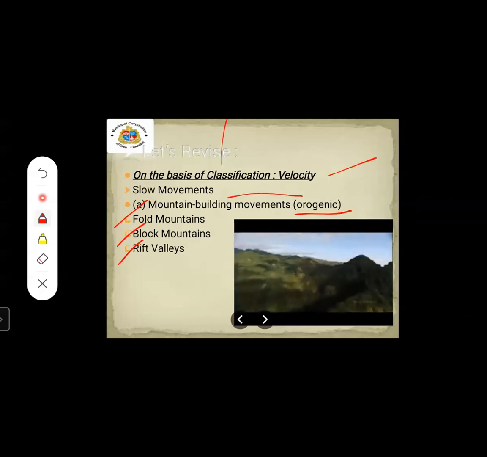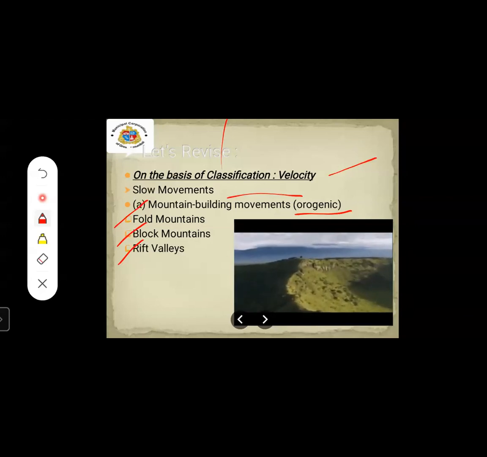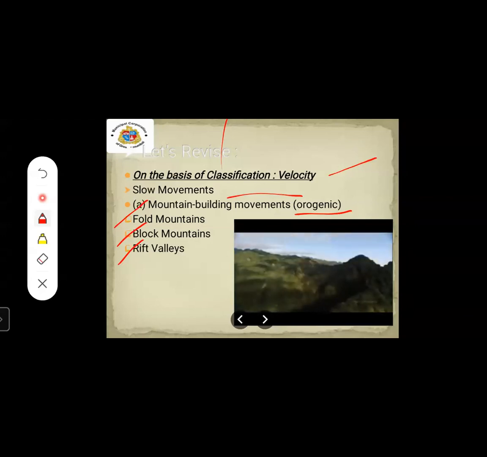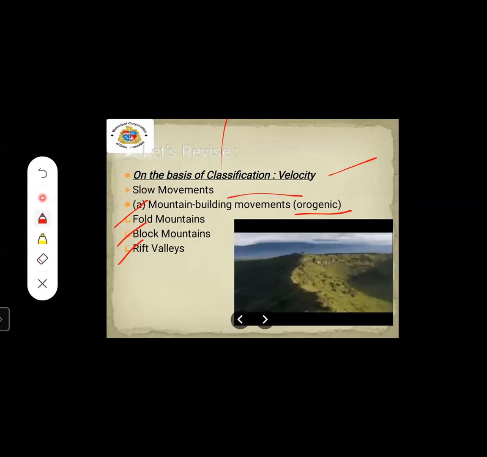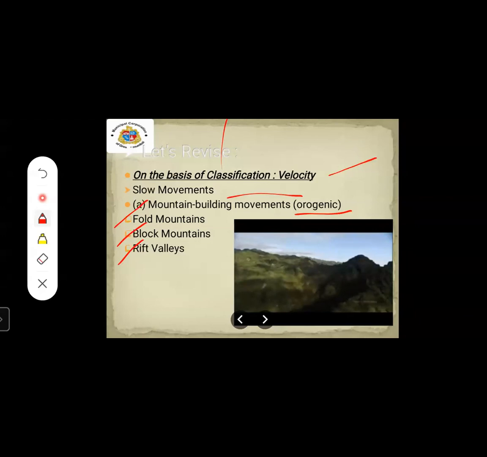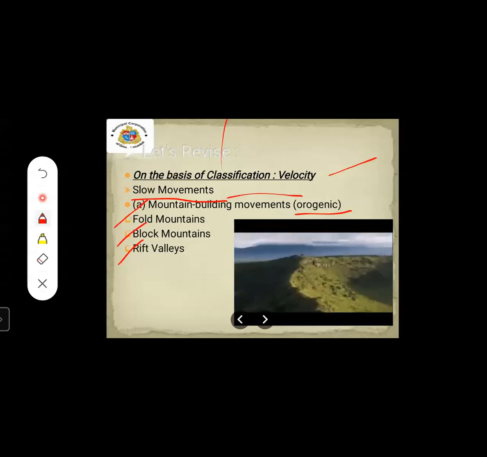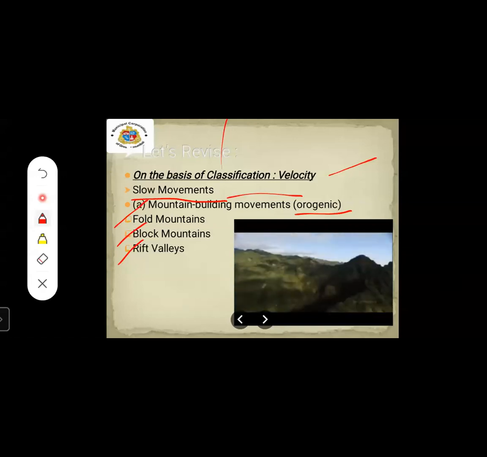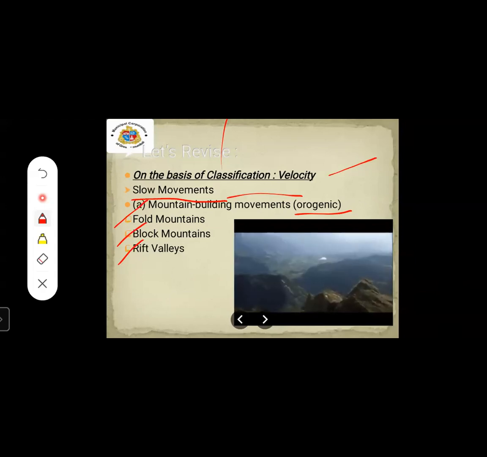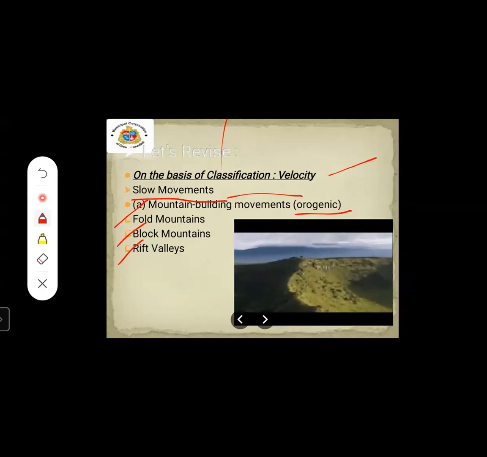Then we studied the classification of internal movements. It is classified into three types: on the basis of velocity, on the basis of direction, and on the basis of landforms. The first point we learned was about slow movements. In slow movement, students, it occurs continuously. There is no stop in between, like the new formation of mountains and continents.